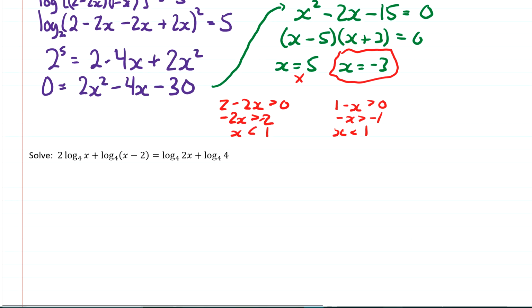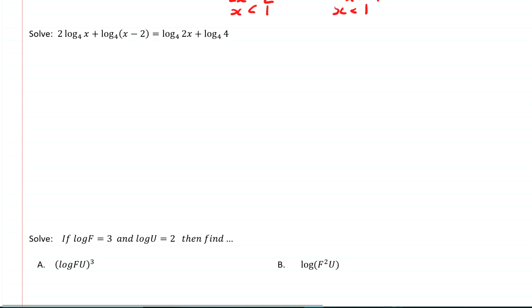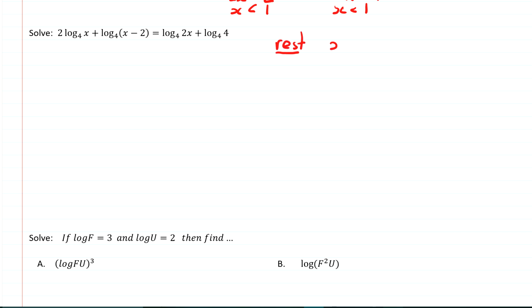We move on to the next question. Once again, please pause the video and you can try this on your own. Okay, so I'm actually going to look at the restriction first this time. I always like to kind of know that beforehand. So I have x minus 2 must be bigger than 0, so x must be bigger than 2. And then we have the log base 4 of 2x, so x must be bigger than 0. So we have two restrictions here, but really the one that says bigger than 2 overrides bigger than 0, so x values must be bigger than 2.